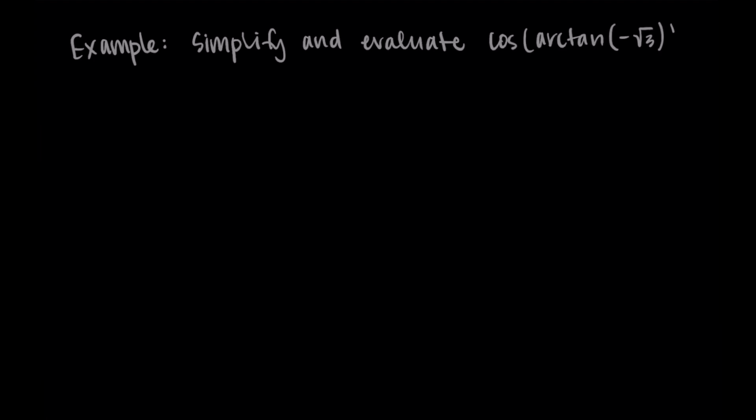So let's simplify and evaluate cosine of arctangent of negative square root of 3. Why don't you pause the video now and see how far you can get. Remember, we start on the inside, and you want to look at that input and determine if it's positive or negative to help you find the quadrant. So why don't you pause and try it now, and then come back and we'll do it together.